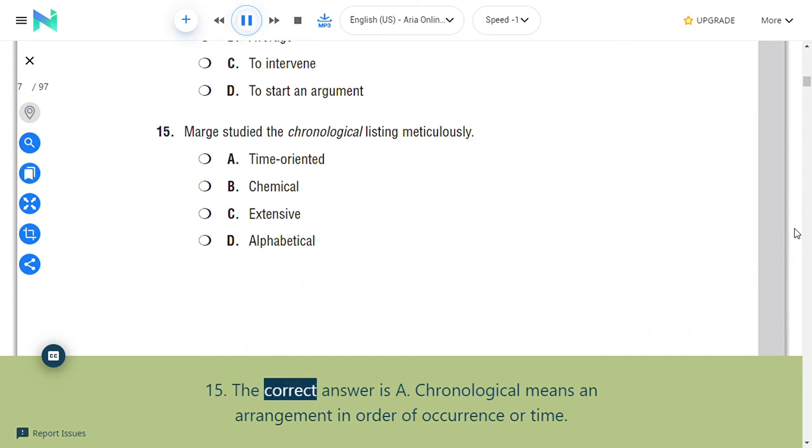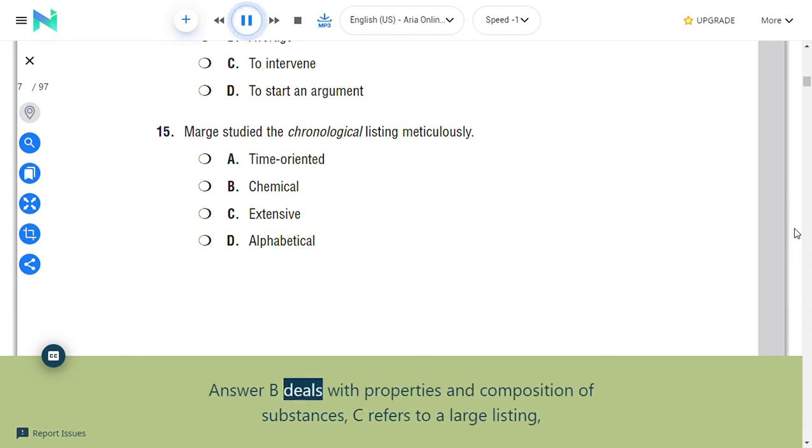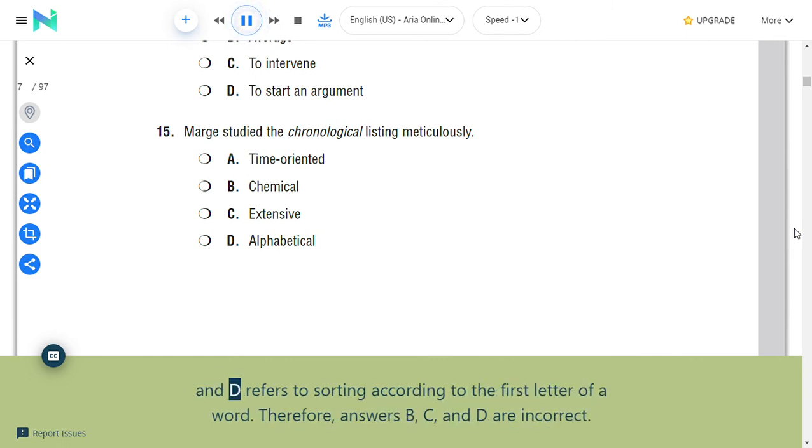15. The correct answer is A. Chronological means an arrangement in order of occurrence or time. Answer B deals with properties and composition of substances. C refers to a large listing, and D refers to sorting according to the first letter of a word. Therefore, answers B, C, and D are incorrect.